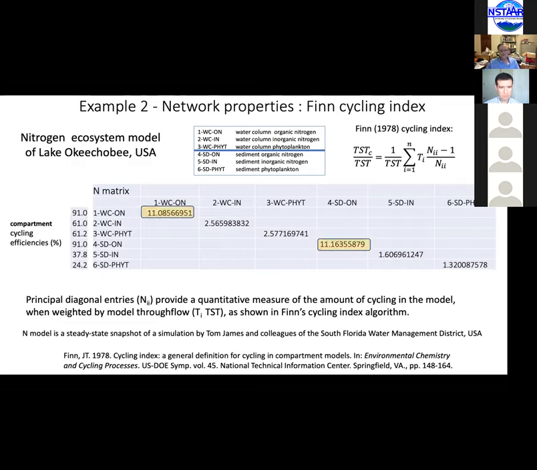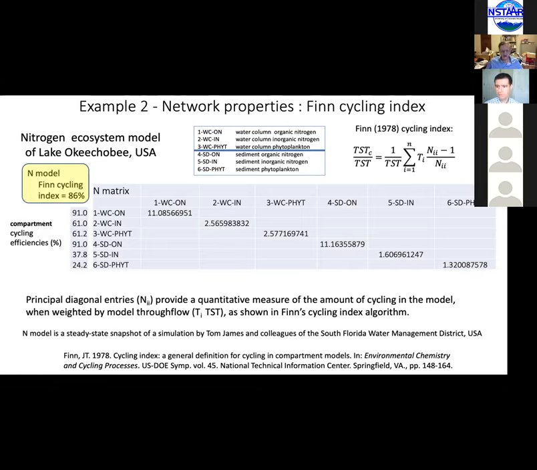So for example, for the two organic nitrogen compartments here that are visited about 11 times, that means that if you input to those two compartments, the nitrogen cycles around on average about 11 times through that compartment again, and you get about 91% cycling, very high. If you go to the water column inorganic nitrogen and the phytoplankton, it's about 2.6 times, and using the cycling index that corresponds to about 61%. The last two are much lower, 37 and 24. The overall cycling index is about 86%. So it's a highly cyclic model, but that's not unusual when you're talking about a biogeochemical system. We found that that's generally true.